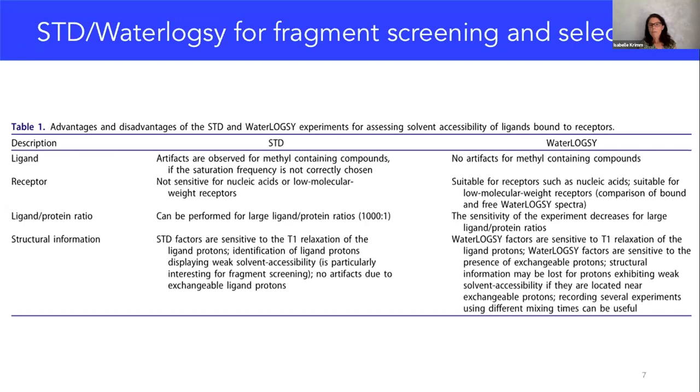Also, STD is not very sensitive for low molecular weight receptors. And in this case, WaterLOGSY is better. But one advantage of the STD is that you can use very large ligand to protein ratios, which means that you will use very little protein. While for the WaterLOGSY, you have to be careful. So it means that sometimes you have to use different samples for STD and for WaterLOGSY, even if I have to say that most of the time you use the same tube.